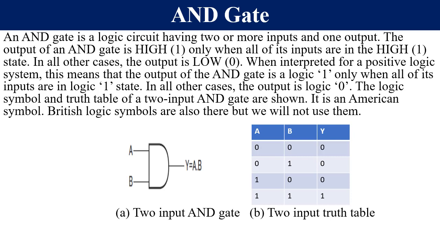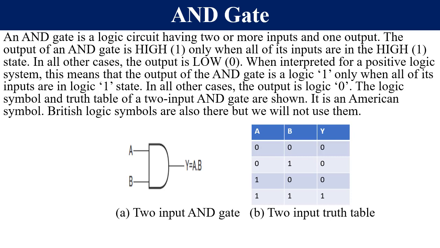So let's define an AND gate. An AND gate is a gate that produces an output that is high if and only if all inputs are high. Let me define it again. An AND gate is a gate that has two or more inputs, and produces a high if and only if all inputs are high.